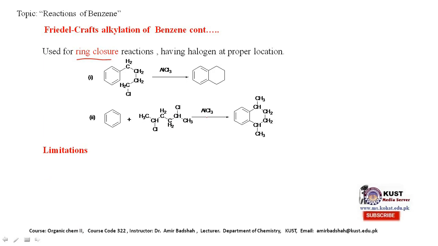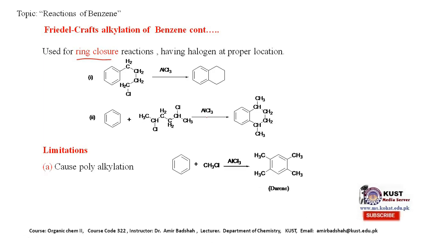But still this reaction has some limitations too. Number one, it causes polyalkylation. For example, if we carry out this reaction, it will not be limited to monoalkylation or monomethylation, because the methyl group further activates the ring. So if methyl groups are present, it will further attack the ring, and instead of monomethyl or instead of toluene we will get xylene.